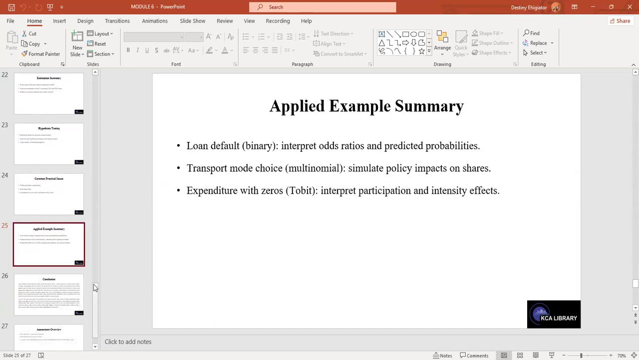Applied examples. Loan default, binary: interpret odds ratios and predicted probabilities. Transport mode choice, multinomial: this simulates policy impact on shares. Expenditures with zeros, Tobit: interpret participation and intensity effects.